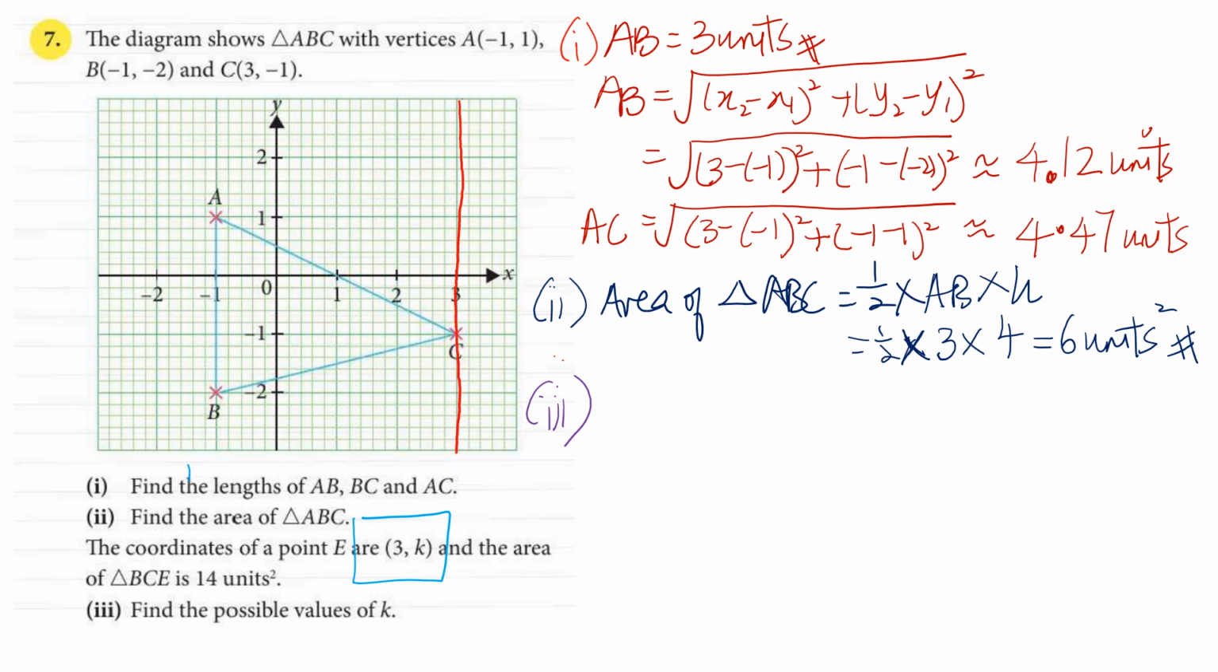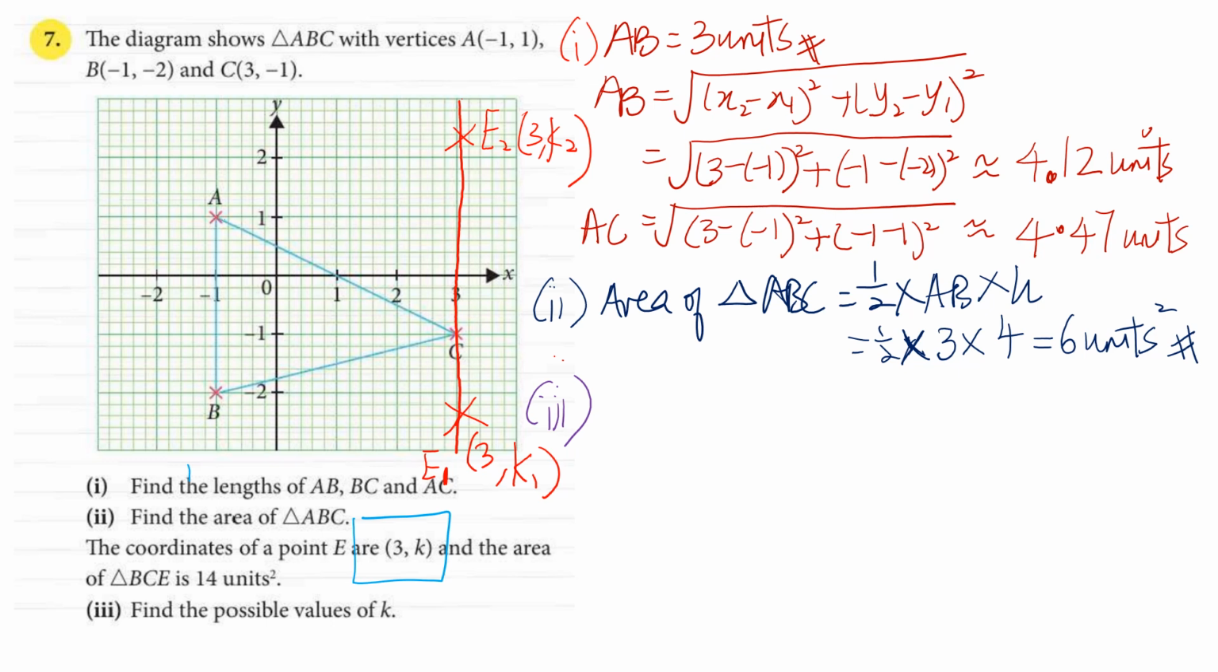So basically your point E can lie anywhere here. It can be here, it can be here. We don't know where it is, right? So I'm just going to call this point E1, first position, (3, K1). And it can also lie up here above the x-axis. I'm going to call it E2, (3, K2). So there are two possible positions for the point E. It can be E1 or E2.